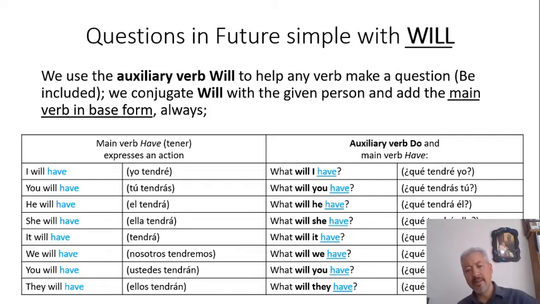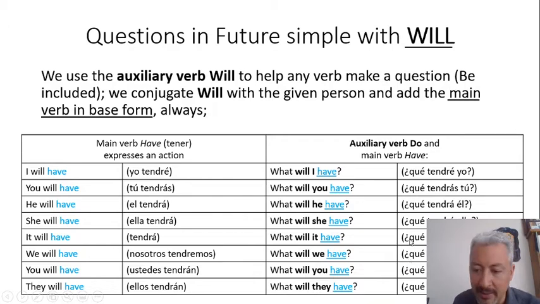We could say that the future tense is really easy to form, to work with in English. Always the same conjugation, will, plus our base form. And in the questions, the same conjugation for all the persons, will I, will you, and our main verb in base form. How do you say que tendré yo in English? What will I have? Que tendrá ella? What will she have? Here we can see all the rest of our questions.